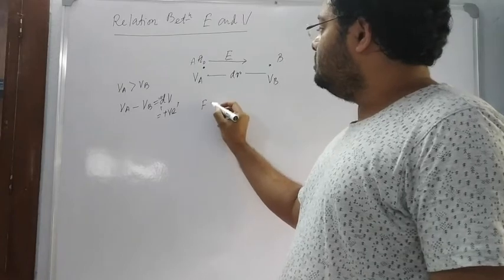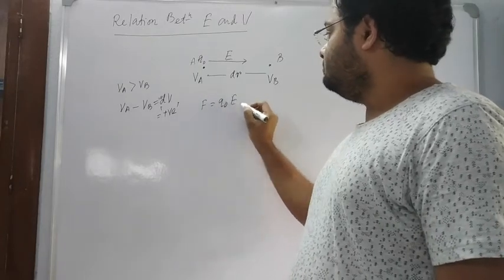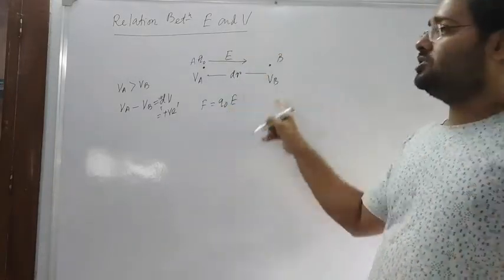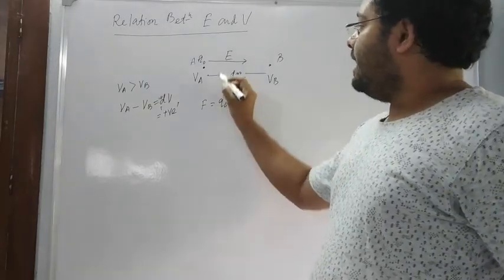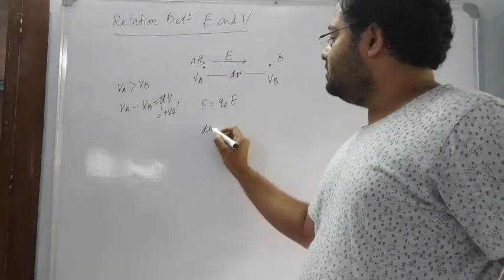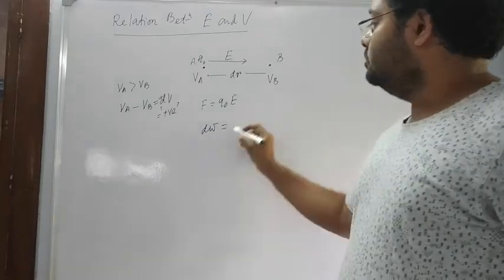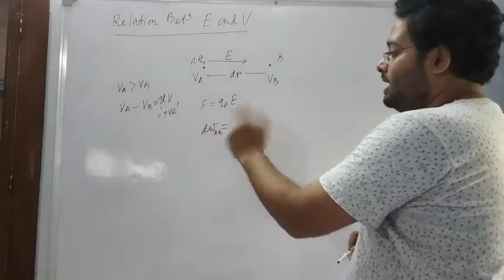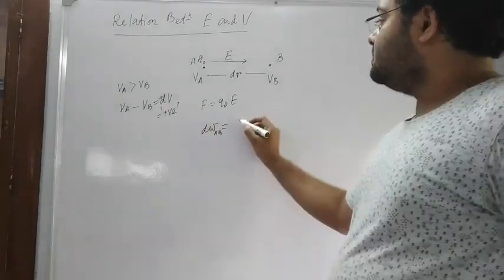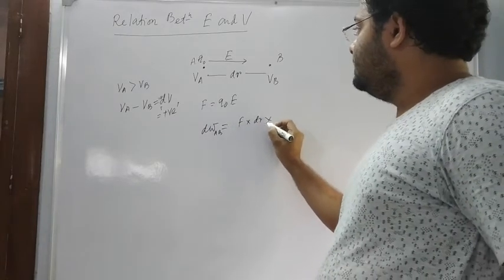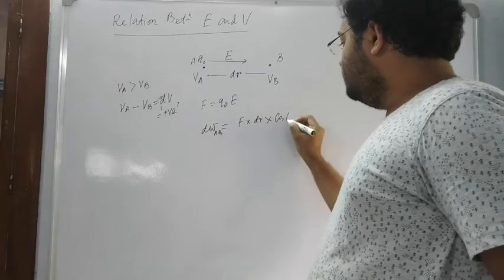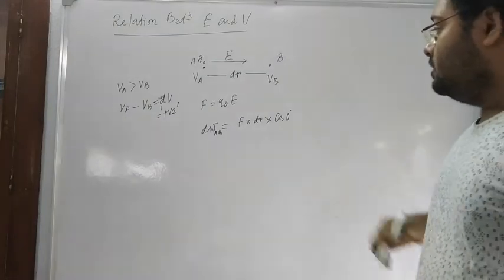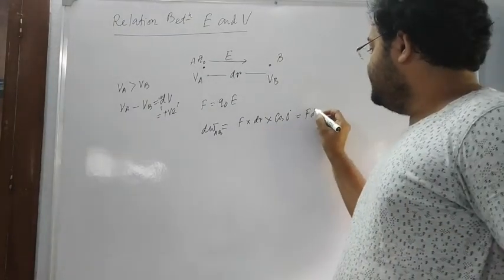So what is the force on q naught? That is q naught E. Okay, this is the test charge formula. We assume the electric field, but we don't know the source charges. And if the charge moves from here to here, what is the work done? dW_ab, dW means the charge moves from a towards b. So this is force times dr times cos 0, because the direction of electric field and direction of movement of the charge is the same. So this is F dr.